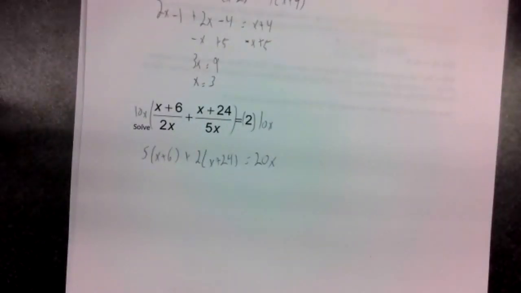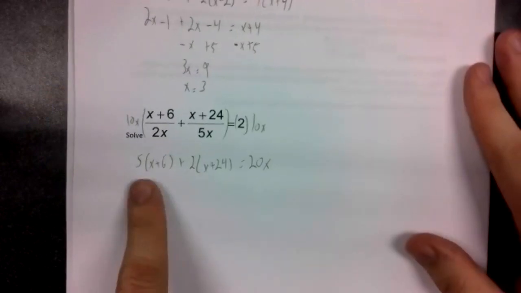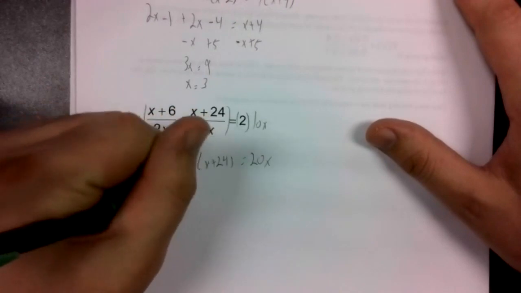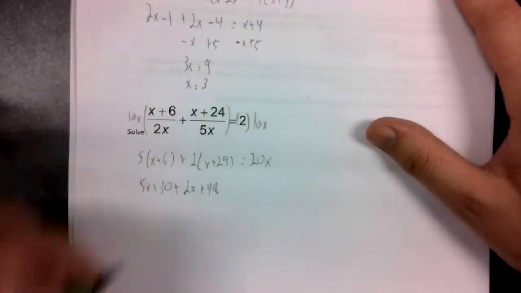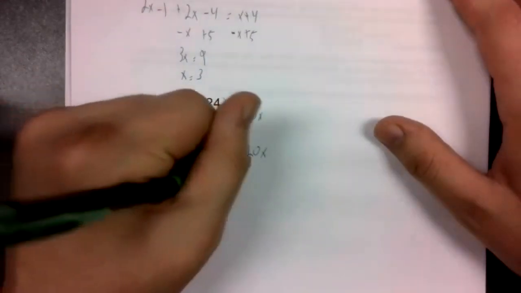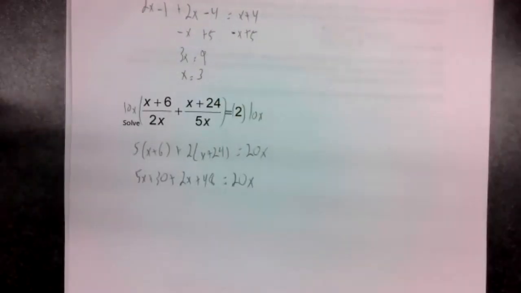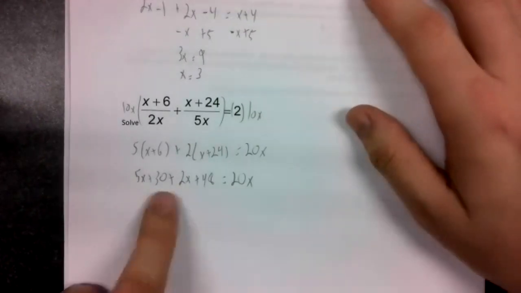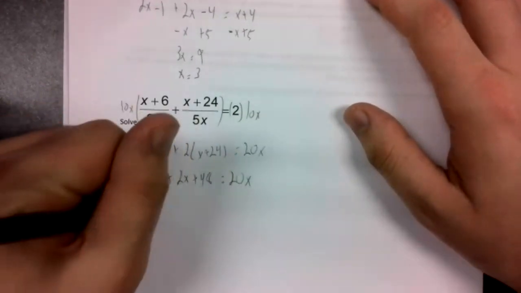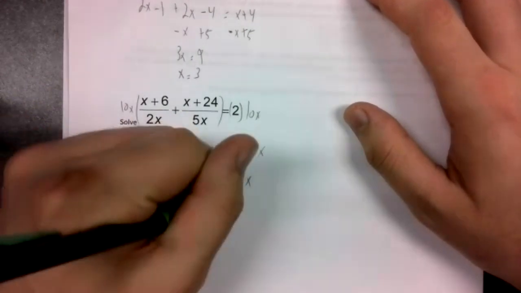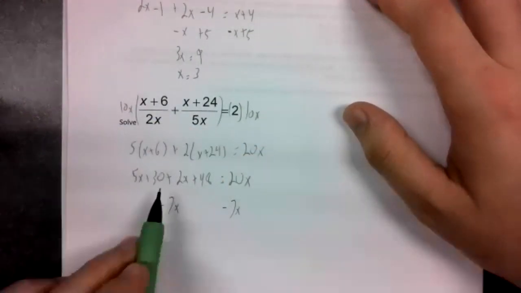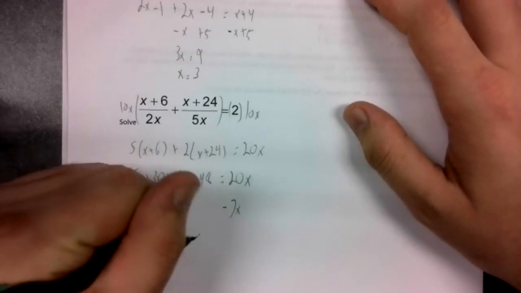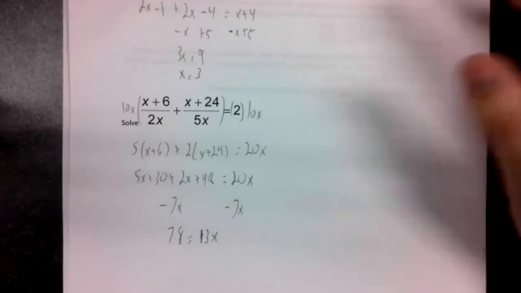And then solve as normal. We'll simplify by distributing the 2 and the 5. So we get 5x plus 30 plus 2x plus 48. And that equals 20x still. And I think what I want to do is subtract the x's on this side to get them all over here. So if I add those together, we get 7x. So I'm going to subtract this side by 7x, subtract the other side by 7x, and then we can combine our like terms. So here we get 78, and that equals 13x.